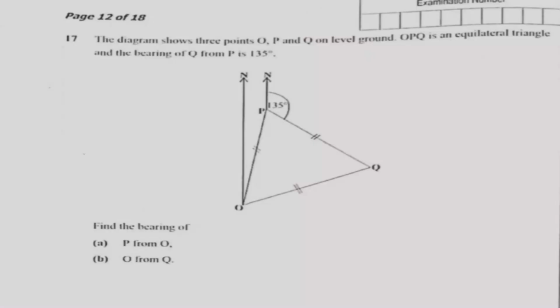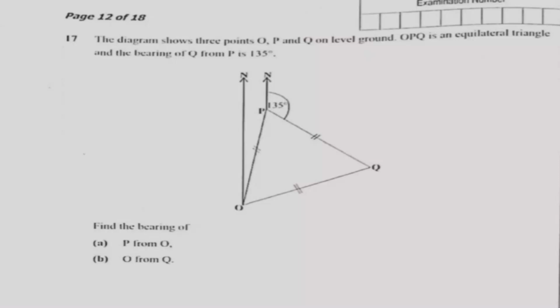OPQ is an equilateral triangle, and the bearing of Q from P is 135 degrees. So what we can do is take time and study the diagram. Now once we have studied the diagram, we can go to the actual questions, which are: find the bearing of P from O. Let's focus on that one first.